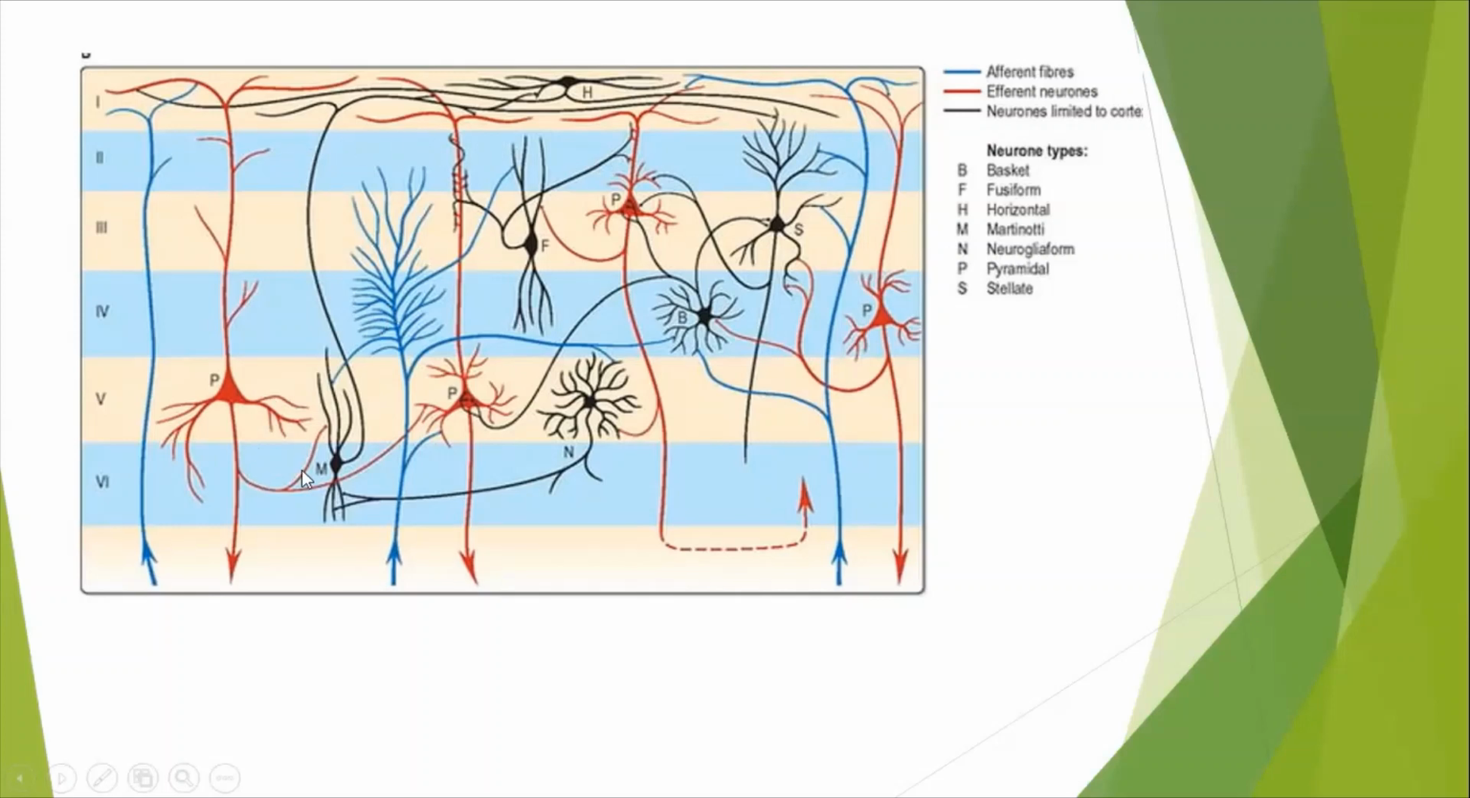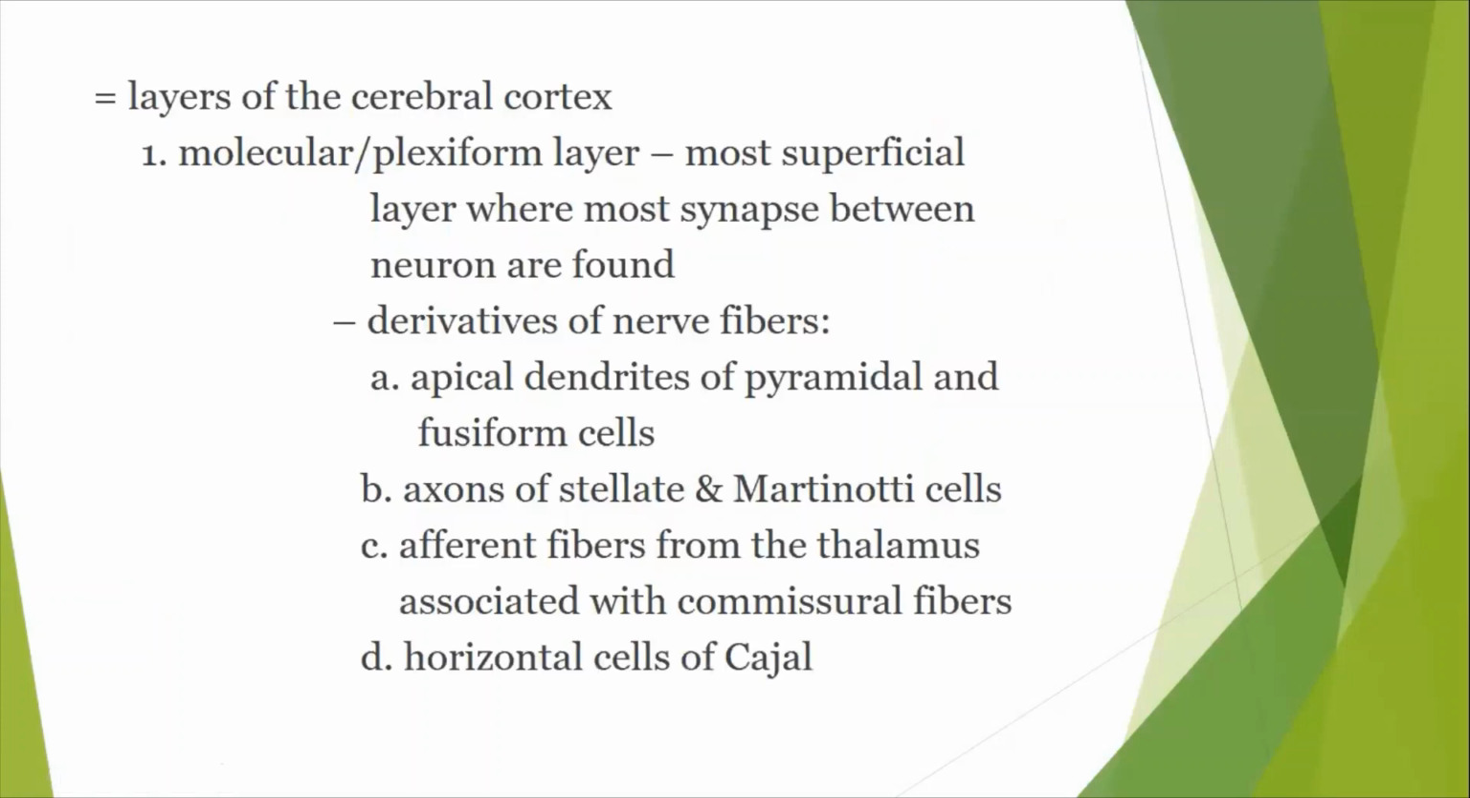So here, you can notice that the pyramidal cell is well distributed, while your horizontal cells of Cajal prefer to stay in the first layer of the cortex. So there are 6 layers also of the cerebral cortex. So when the area of the cerebral cortex has these 6 layers, it is called homotypical.